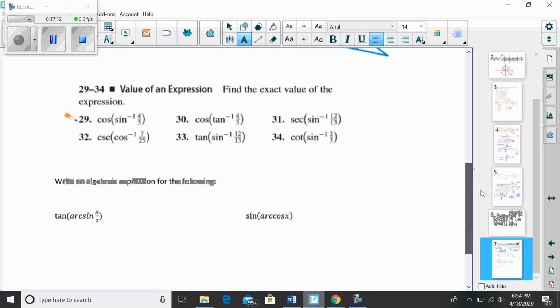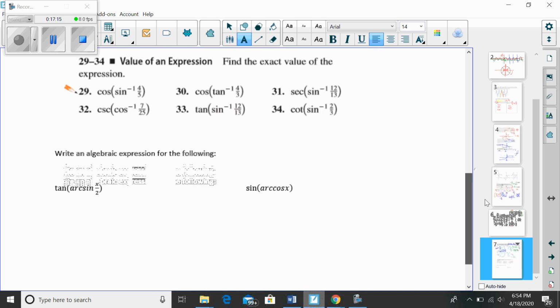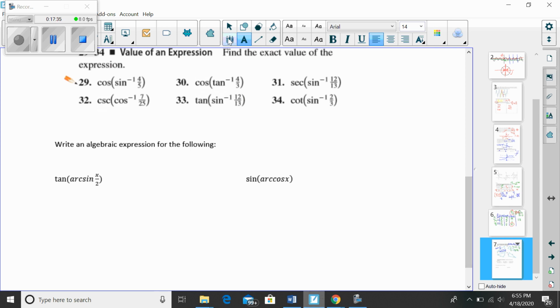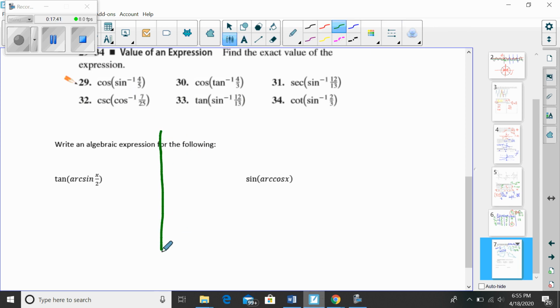All right, next section down here. So let's take a look at finding the cosine of the inverse sine of 4/5. The way that we're going to do all of these problems here, 29 through 34, and then the couple down here below, is we're going to be drawing a triangle. If I illustrated this with a triangle, I'm just going to draw in the middle of these examples. So here's my triangle, and this is my theta.